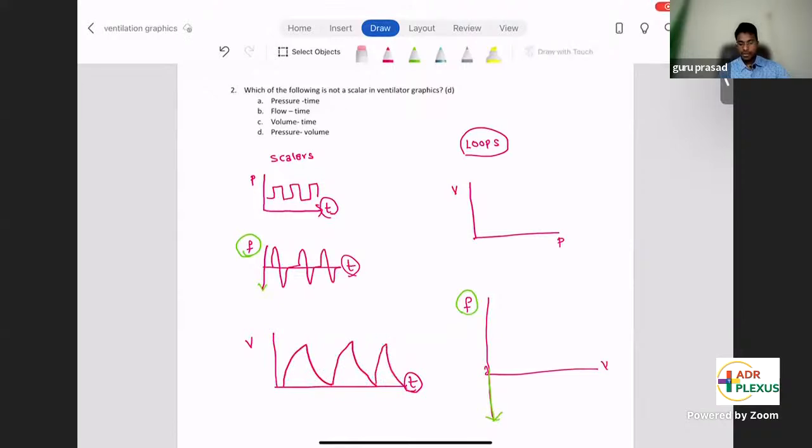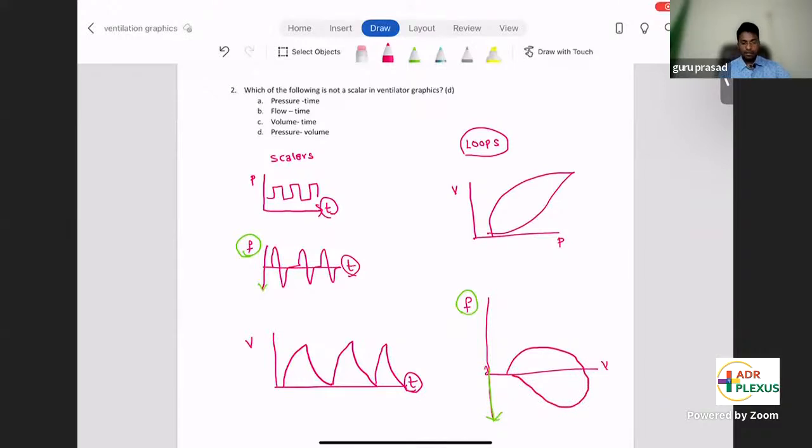Coming to the loops, pressure and volume loop, sorry, it will be like this, whereas your flow volume loop will be like this. I will explain in detail also, just don't worry, just first get accustomed to these loops.